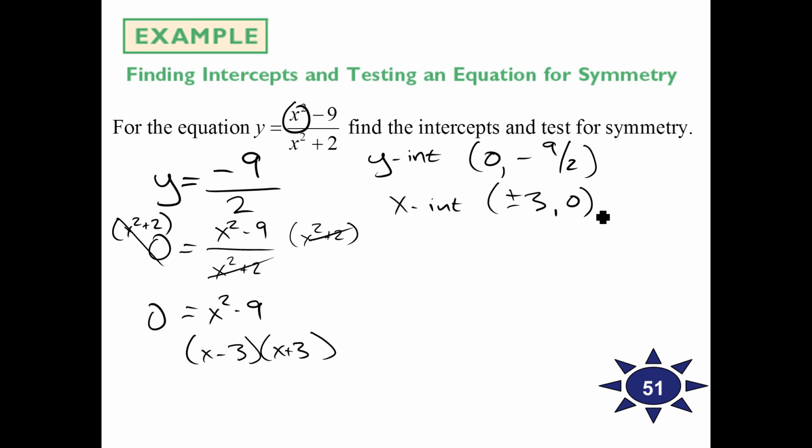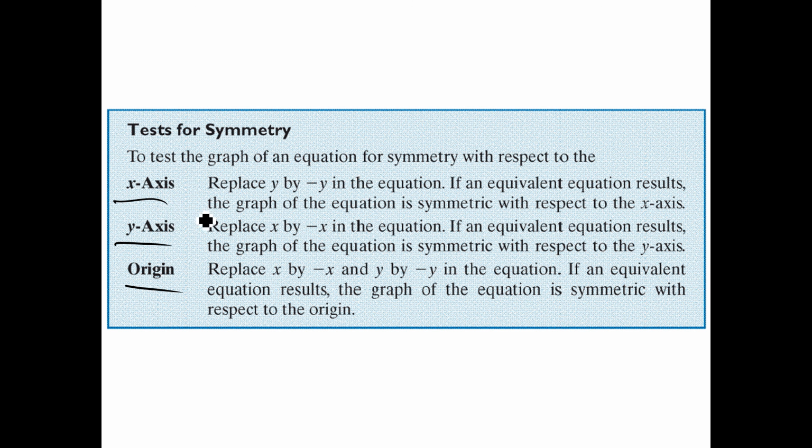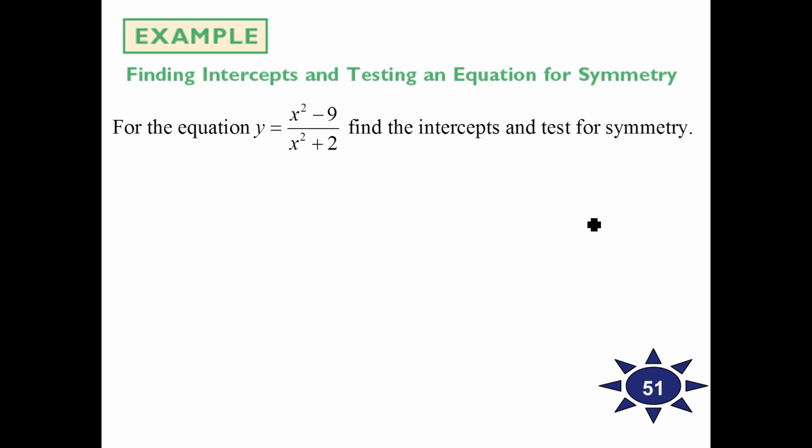All right, let's go ahead and test for symmetry real quick here. Clear the screen. So let's go back to our test. For the x-axis symmetry, replace y with -y and see if you get an equivalent equation as a result. We had y before. If I say -y equals x squared minus 9 over x squared plus 2, is that the same thing? No, it's the negative version. This negative didn't go away, so we have no x-axis symmetry.